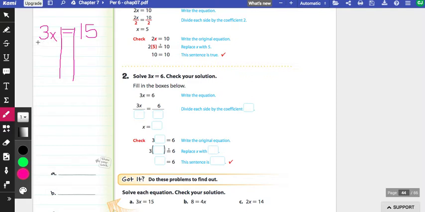I'm going to start by drawing our fraction line underneath each value on both sides of our equation, both sides of our railroad tracks. Now my goal is to get this x all by itself. So I'm going to have to divide by 3. And whatever I do to one side, I have to do to the other.